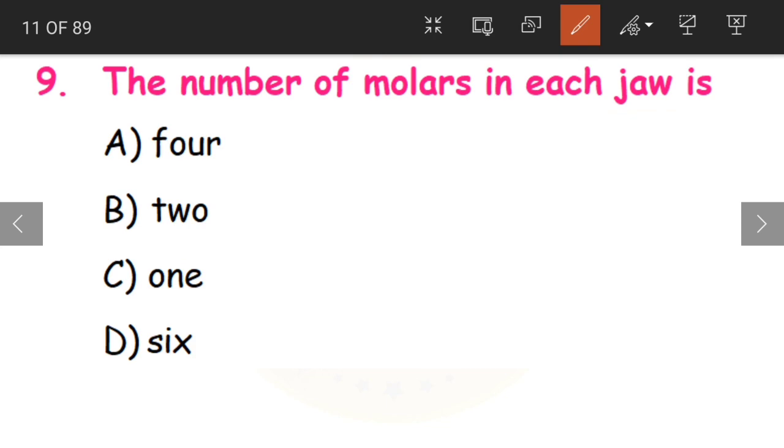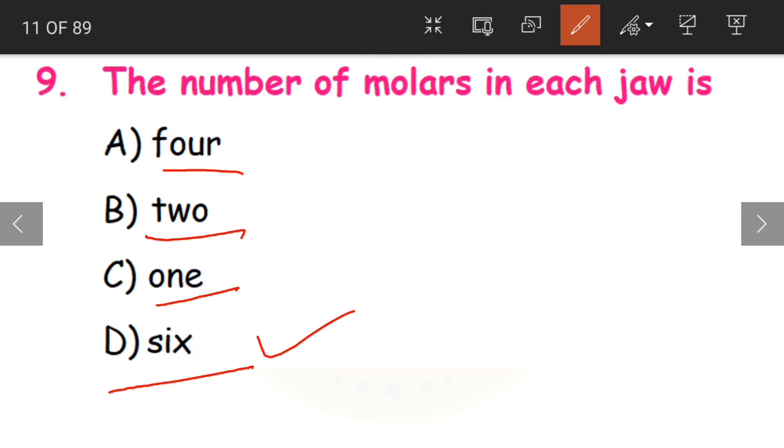Ninth question. The number of molars in each jaw is. Is it 4, 2, 1 or 6? And the answer is 6, children. To the left it will be 3 and to the right it is 3 in one jaw. So, totally it is 6.